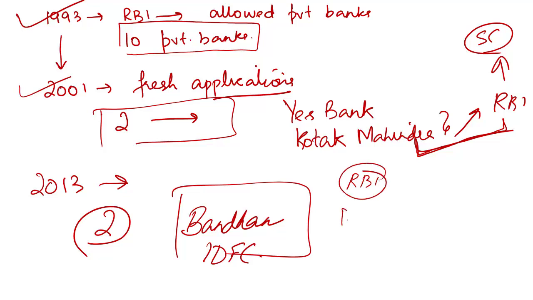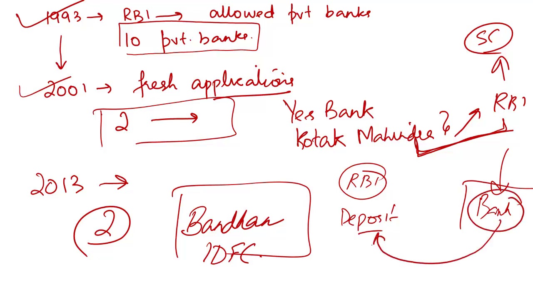Otherwise, let's say, for example, you deposited your money in a bank. What if tomorrow this bank collapsed? What if this bank is unable to repay you your deposit? You have only an insurance cover of 5 lakh rupees. This insurance cover was only 1 lakh rupees till this year's budget. It was only in this year's budget that the Honorable Finance Minister, Mrs. Nirmala Sitharaman, enhanced the insurance cover to 5 lakh rupees.